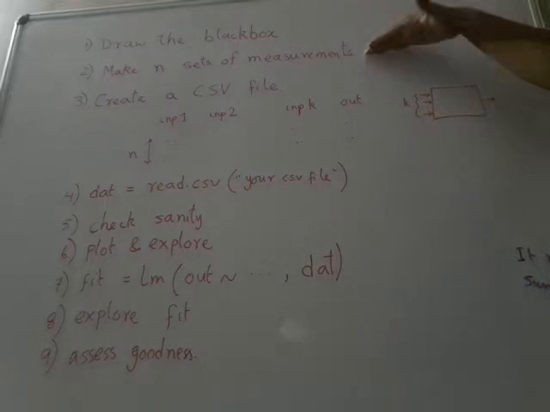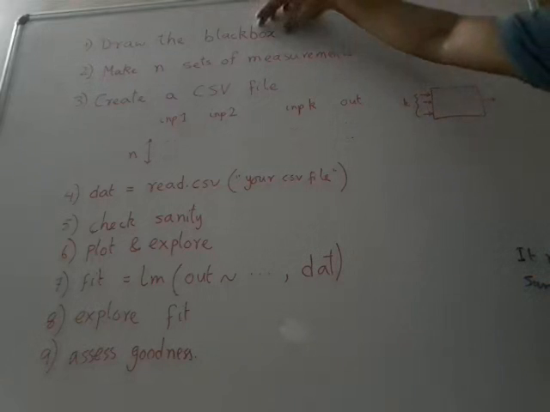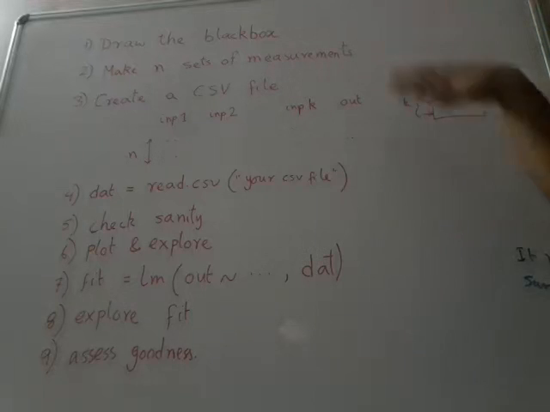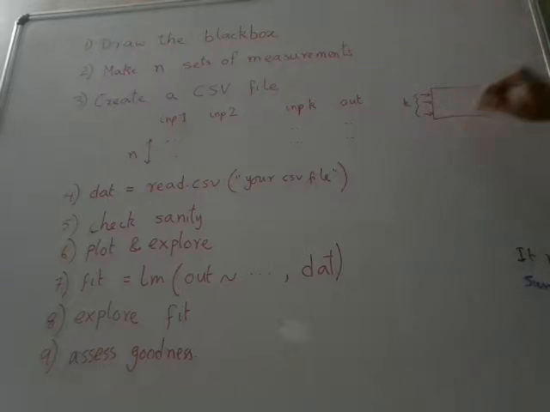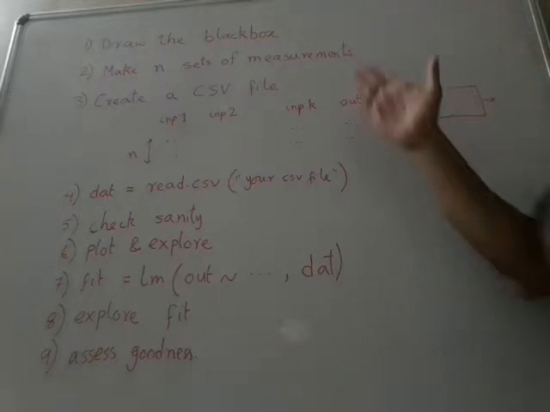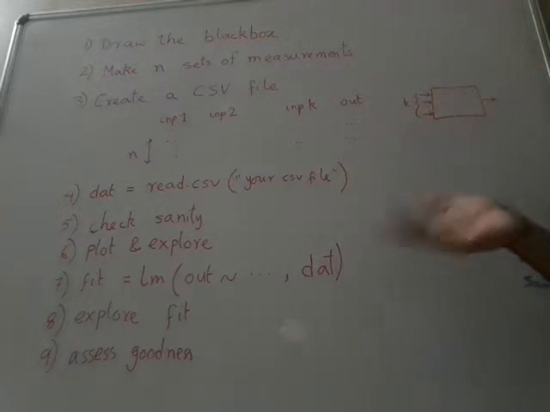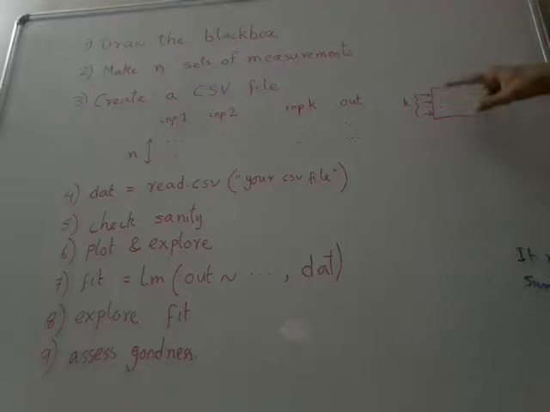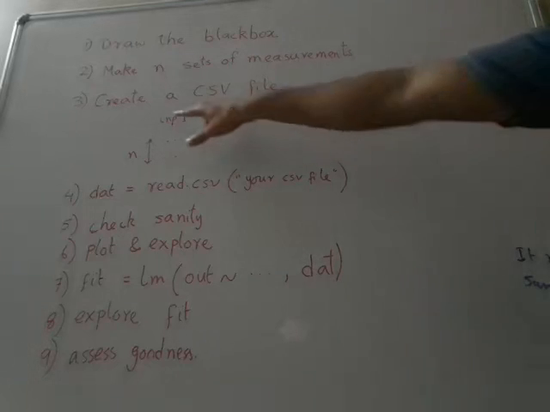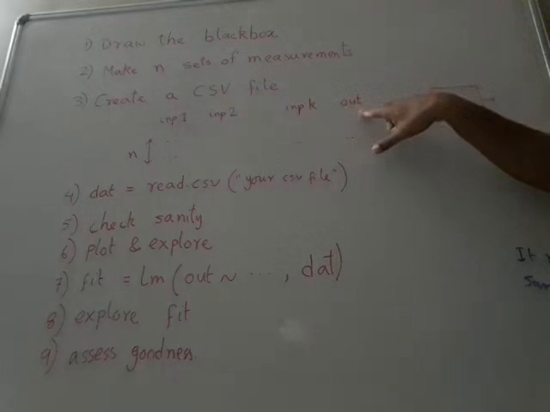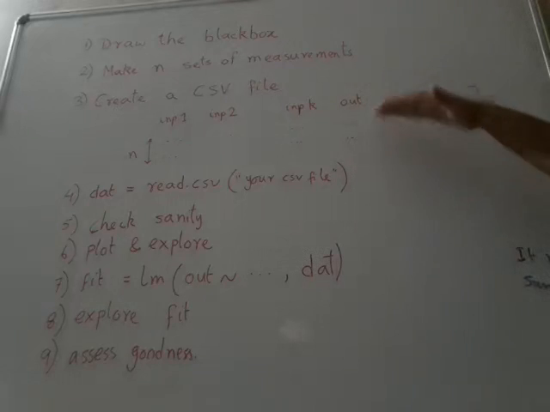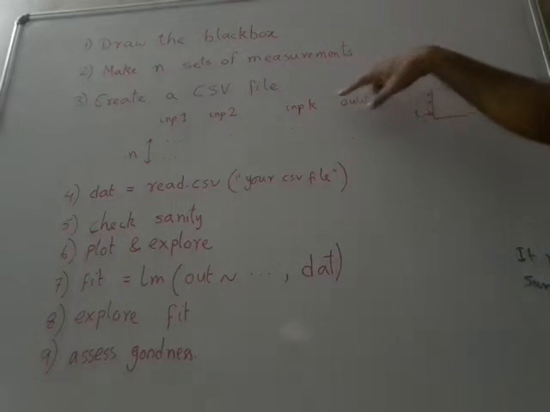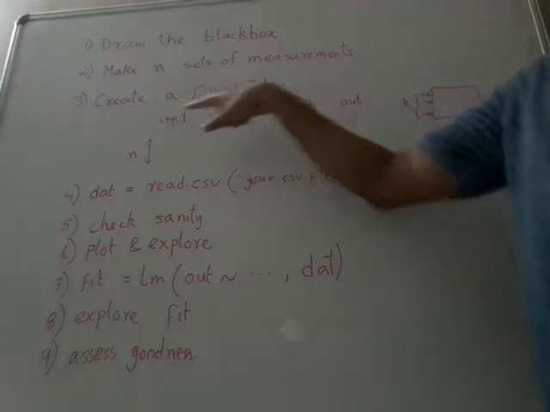Then you take n sets of measurements. So whatever is your system, you take n copies of that. Maybe you use the same thing n times, and you take measurements. And remember, you are measuring all the inputs and the output every time. Then you create a CSV file with all those things. If your box is like this, k inputs and 1 output, there are k input columns, 1 output column, so there are k plus 1 columns in your file, and n rows in your file, excluding the very top line, which gives you all the names.